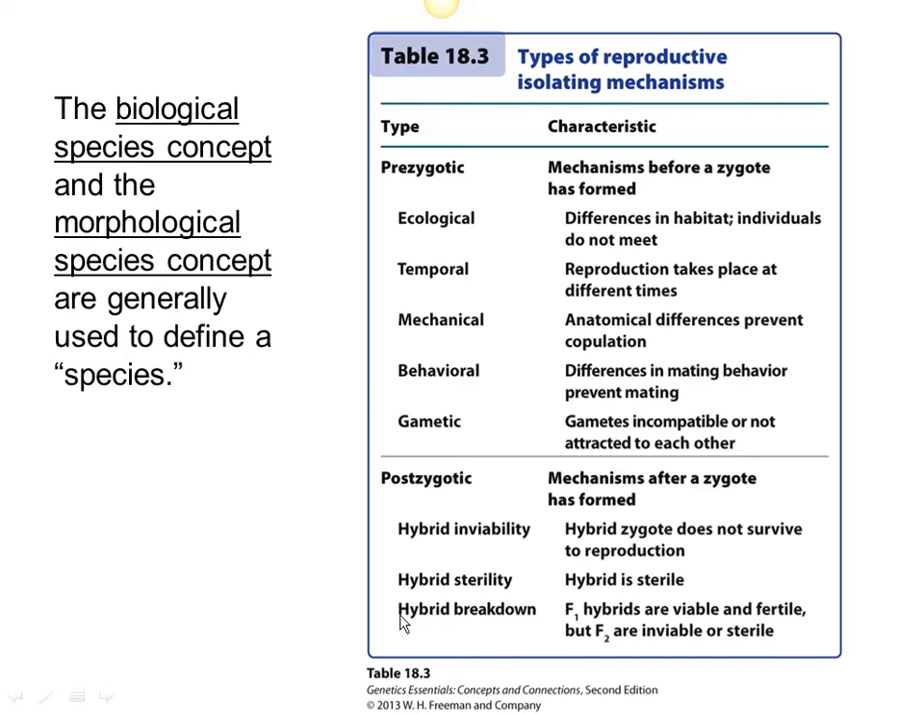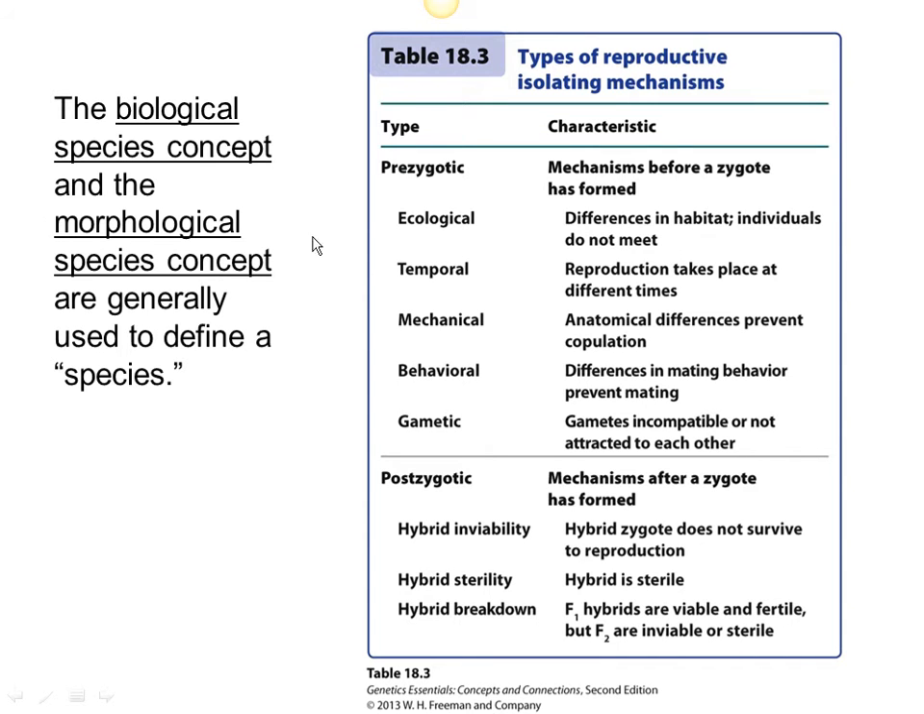And then a really rare one is called hybrid breakdown, and I don't know of many examples of this, but it would be described as a case where the F1, the first hybrid, is viable and fertile, but the next generation is inviable or sterile. So those are all barriers that keep two groups from successfully mating, and that defines the two groups as two separate species, according to the biological species concept.